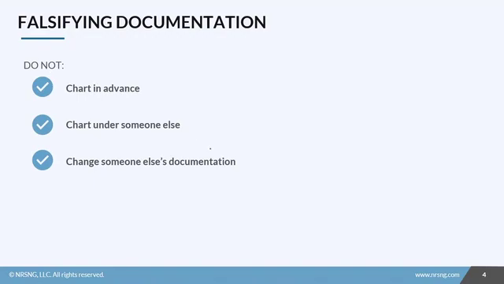When we talk about documentation, there are things that you absolutely do not want to do. The first of these is charting in advance. When you chart in advance, you're essentially predicting the care that you're going to give. And sometimes that just doesn't match up. And oftentimes it doesn't match up. So you never want to say what you're going to do. Always write retrospectively, meaning that you document the care that you actually gave the patient.